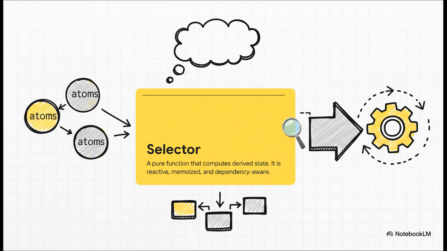Now for the other half of the dynamic duo, selectors. So if atoms are your raw state, your ingredients, then selectors are your computed state. They're the recipe. A selector is just a pure function that takes some atoms as input, runs some logic, and spits out a new derived value. And the most crucial part is that they're smart. They're reactive and memoized, which just means they only rerun their calculation when the atoms they depend on actually change.